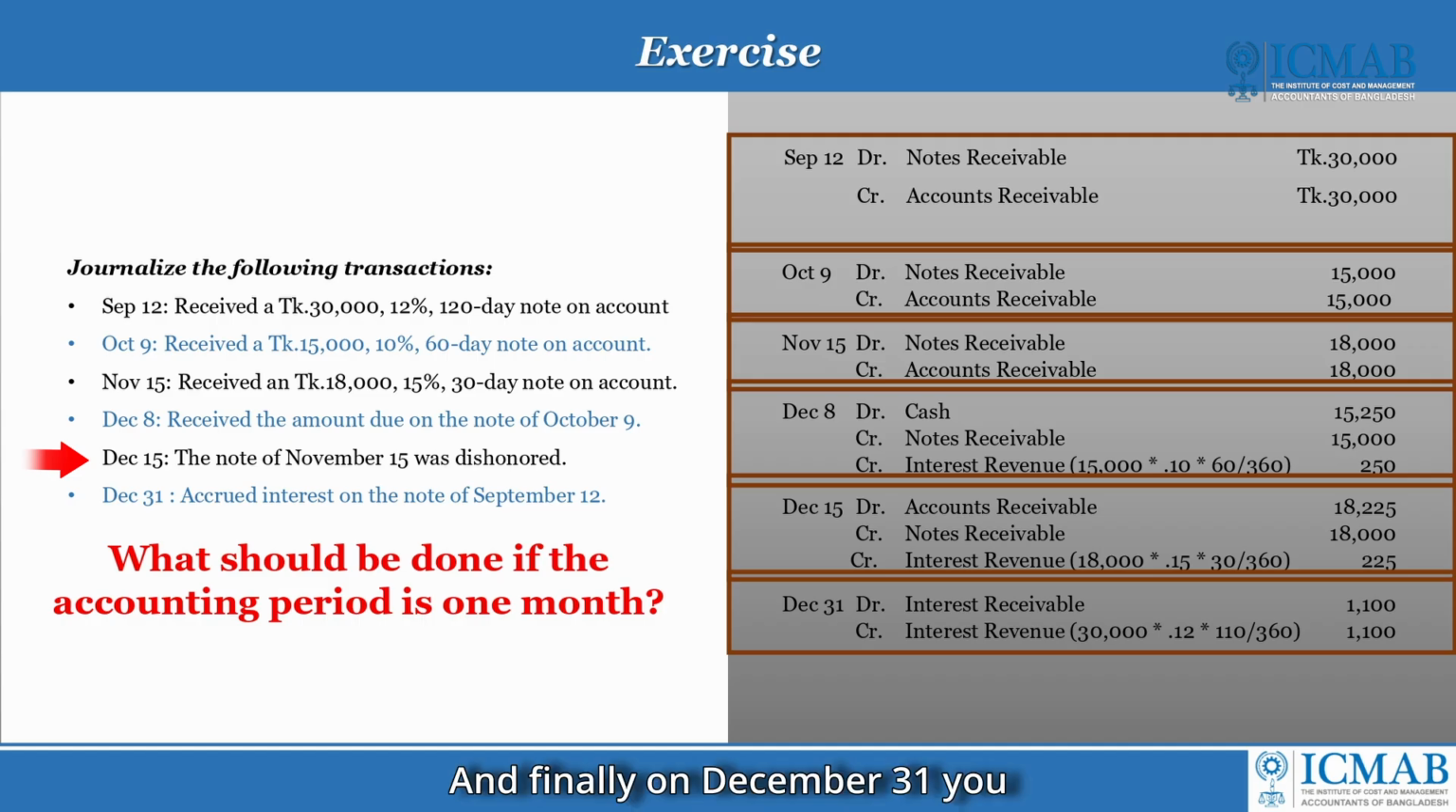And finally on December 31st you have to determine the accrued interest on the note of September 12th. So the interest amount on this note can be calculated like 30,000 into 12% into 110 days divided by 360 days. As 110 days have expired, we have to put this value as 110 days. So the interest revenue amount should be 1,100. So the journal entry should be interest receivable account debit 1,100 and interest revenue account credit 1,100.